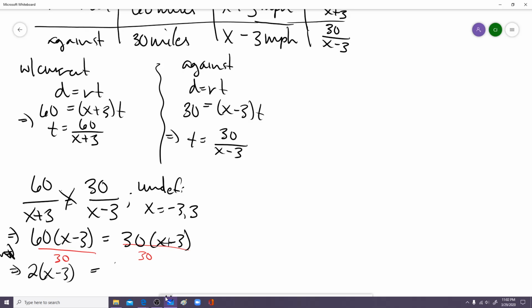So then we're left with 1 times x plus 3. I'm going to bring my work over here because I'm running out of space. So how do we solve for x? We have to distribute this first.